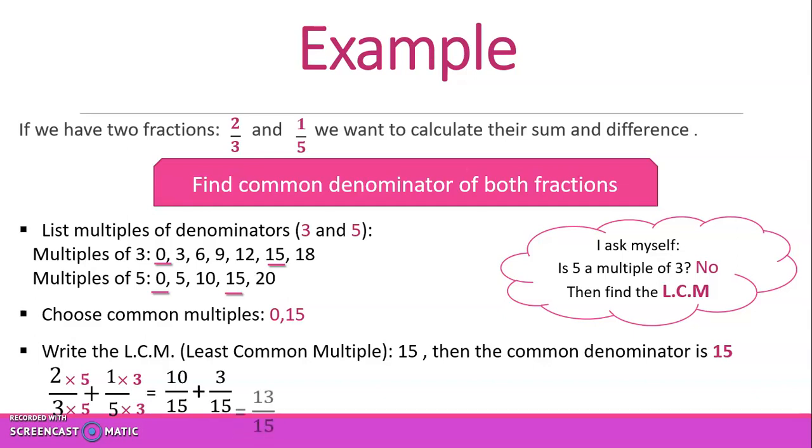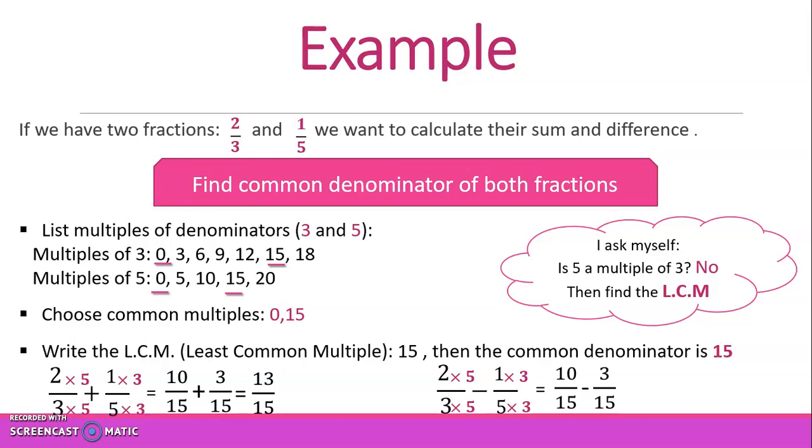10 plus 3 is equal to 13. As for the difference, the first fraction, the denominator is 3. I have to multiply by 5 up and down. Second one, the denominator is 5. I will multiply by 3 up and down. Then I calculate the answer.